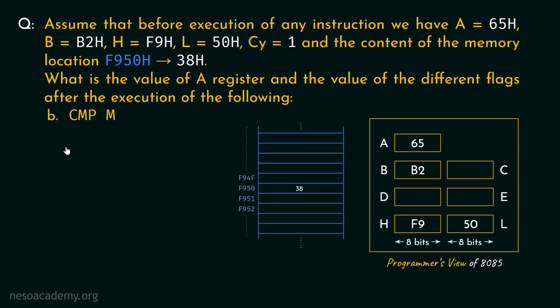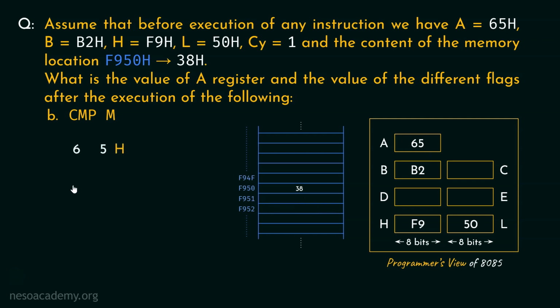Let's now focus on the next instruction, CMP M. Now you already know, using M, we generally refer to the memory location which is currently being pointed by the HL register pair. Now what value do we have in there? It is 38. Therefore, execution of the instruction CMP M is going to compare the value of the accumulator register, that is 65, with the value within the memory location F950, that is 38.